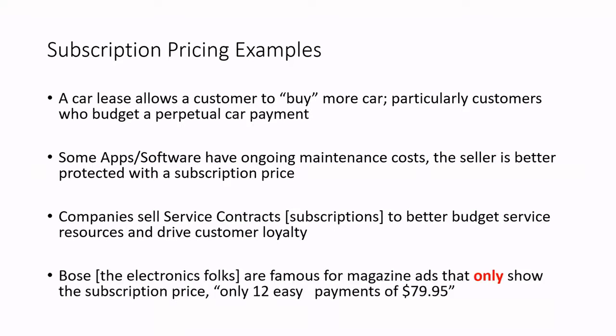Also, companies like Bose, the electronics and audio folks, sell on a subscription basis. And in fact, Bose is pretty famous for their magazine ads that advertise some of their audio products, but never show you the transactional price for the product. Instead, they only show you a subscription price, such as 12 easy payments of $79.95. This tends to make an expensive product look like it's more affordable. And so that's why this subscription price is used in these cases.